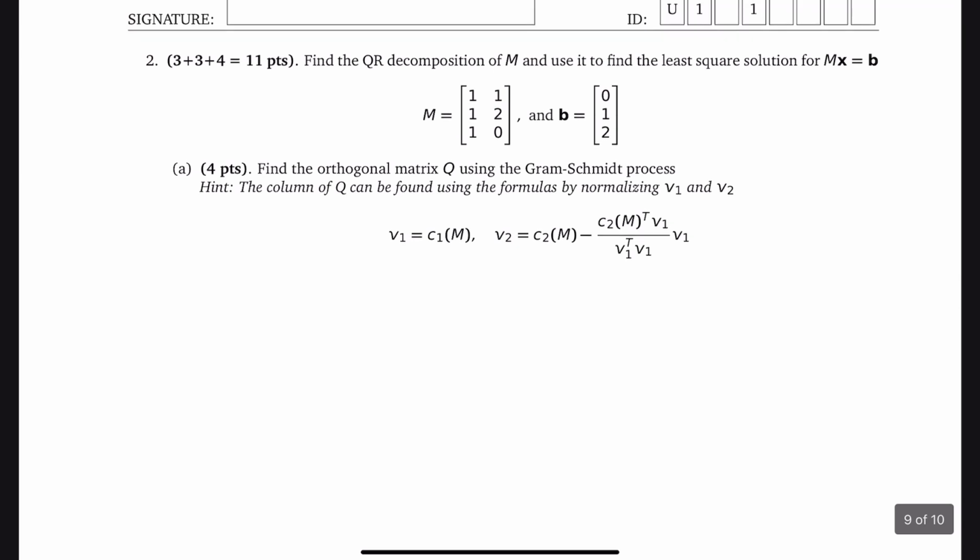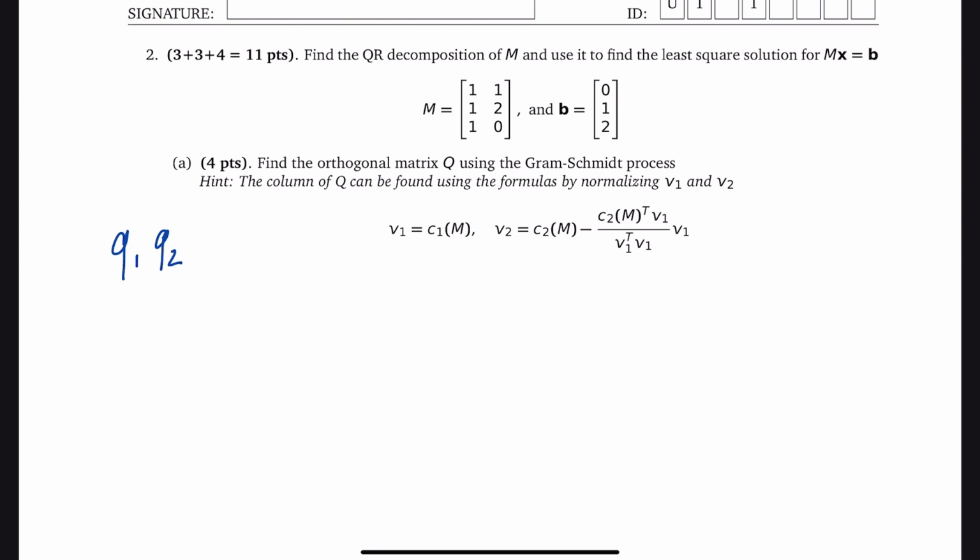The last problem is about the QR decomposition of this matrix. Let's say we are given the M matrix. We need to find the QR decomposition of this matrix. So in order to do this, we need to get, first of all, the Q1 and Q2 columns. In order to get them, first of all, we need to get V1 and V2. So it's already given by the formula. V1 is the first column of M. So C1 of M means the first column of M, which is going to be 1, 1, and 1.